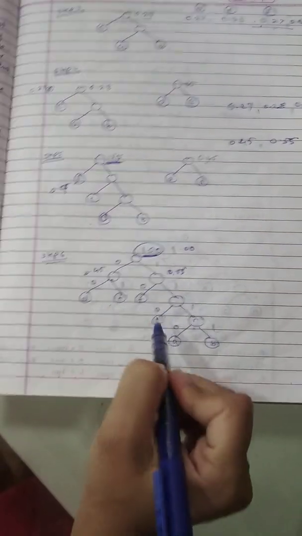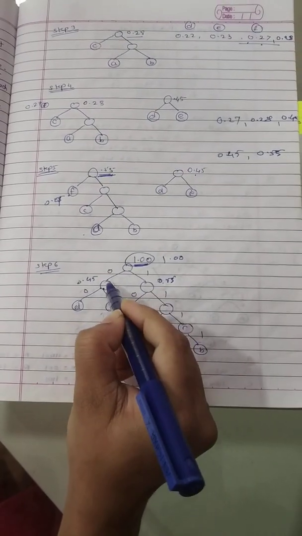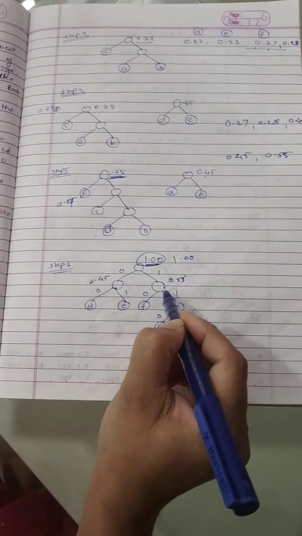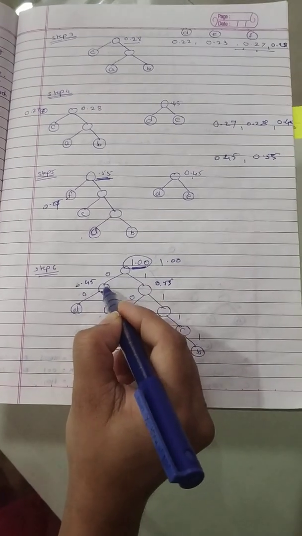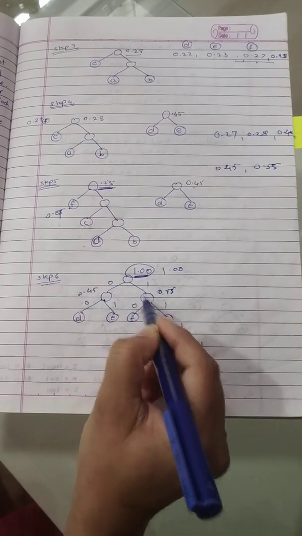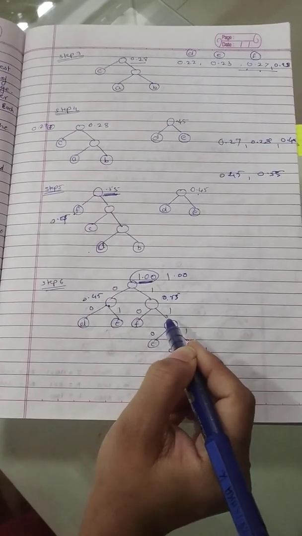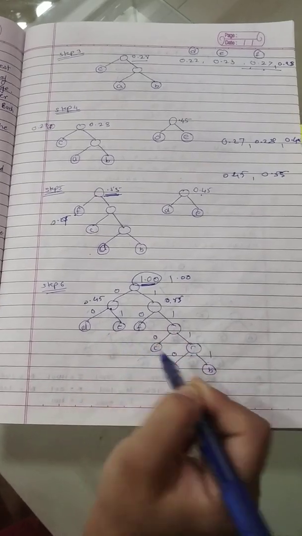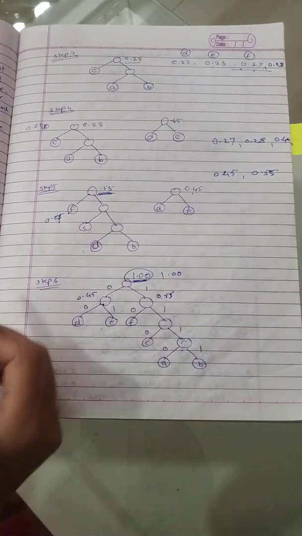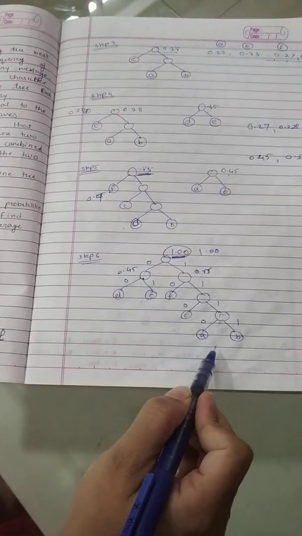Then you have to find out the code for each node. For that purpose you have to assign 0 for the left child and 1 for the right child. For this, left child is 0, left child is 0, right child should be represented by 1, right child should be represented by 1. Just assign 0 for left child and 1 for right child, and then write down the average code length and Huffman code for each symbol.